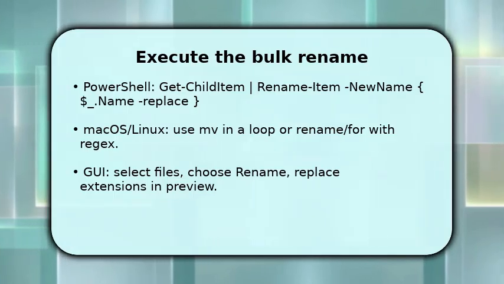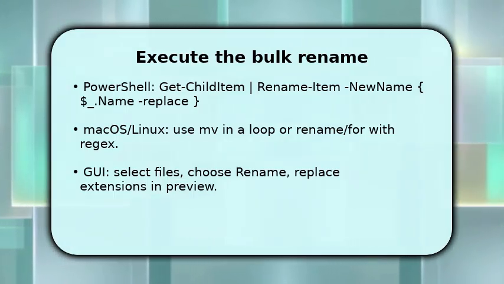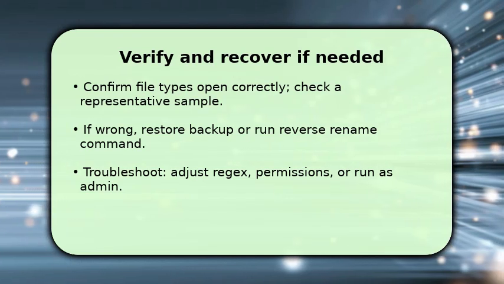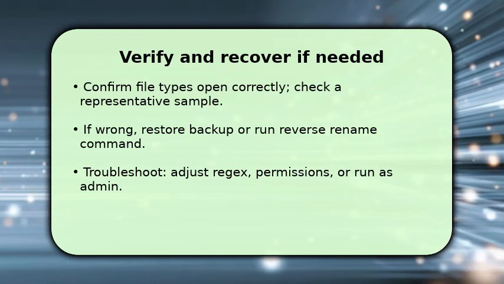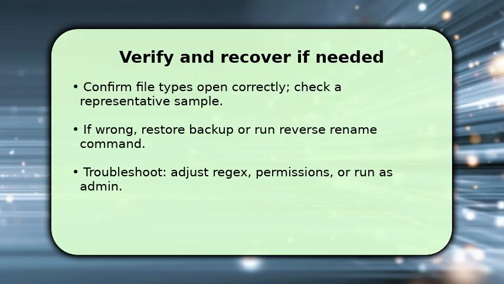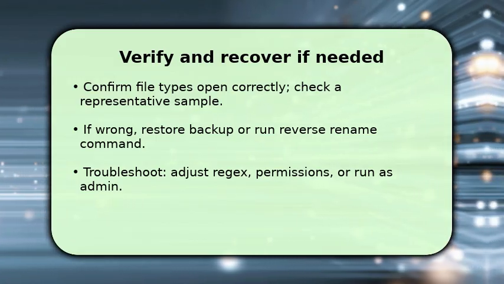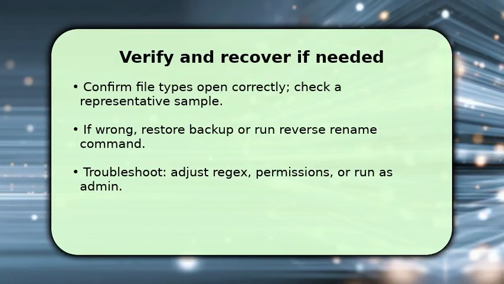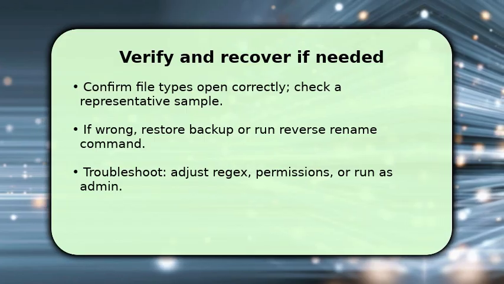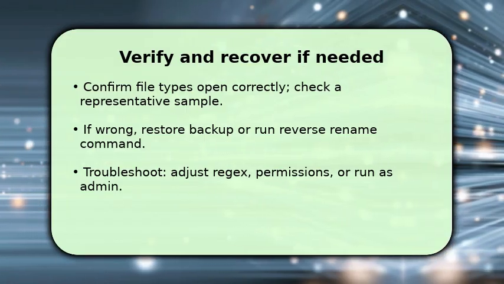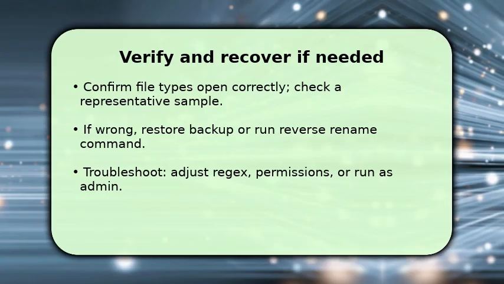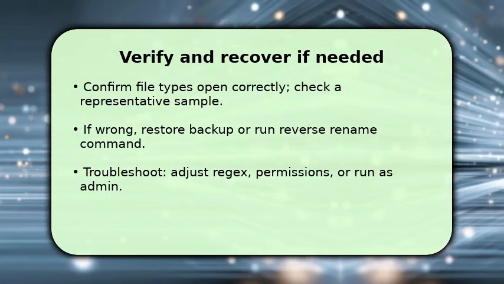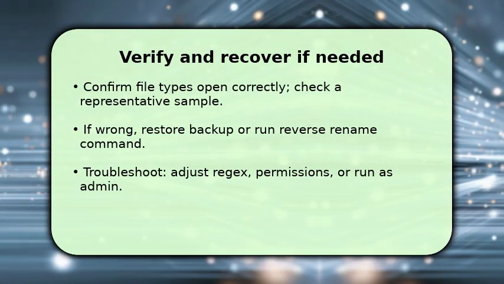After renaming, open several files to verify they behave correctly. This confirms both extension and internal format match. If you find mistakes, restore from your backup or run a reverse rename using the inverse pattern immediately. Make sure to check permissions and run the command as admin if files failed to change. If extensions still look wrong, refine your regular expression or selection criteria and repeat on a test subset before applying globally. This prevents repeated errors.